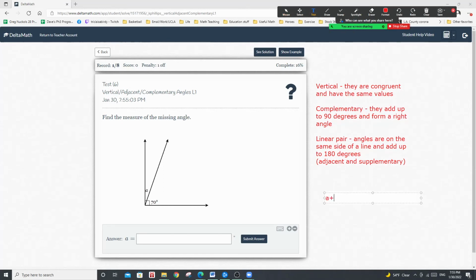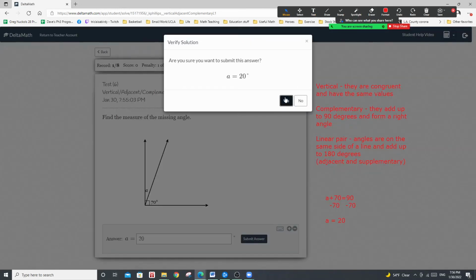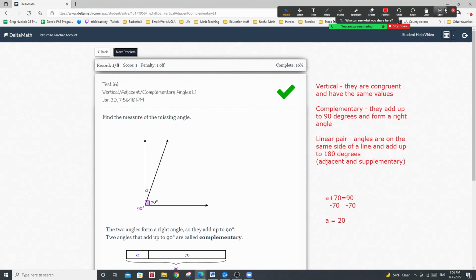So we can put A plus 70 equals 90. To solve for A, we can subtract. Here's the algebraic way for another way to think about it. We subtract 70 from both sides. So A plus 70 minus 70 is A. 90 minus 70 is 20. So we put A is equal to 20. All right.